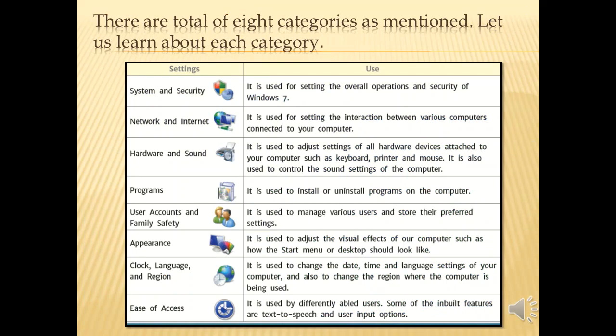By default, the control panel is displayed in category view. There are a total of 8 categories as mentioned. Let us learn about each category. First one is System and Security. It is used for setting the overall operations and security of Windows 7.